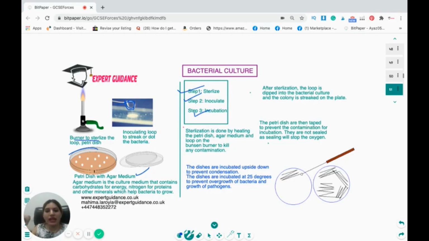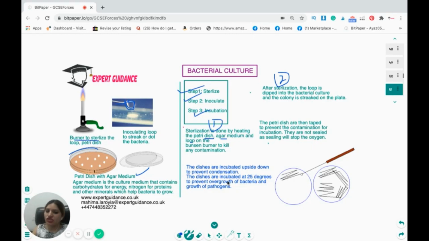bacteria to grow. Now, first we sterilize the petri dish, agar medium, and the loop on the Bunsen burner to kill any contamination. That is the first step, which is sterilize. After sterilization, the loop is dipped into the bacterial culture and the colony is streaked on the plate. So you can see we are doing some streaking on the plate. The petri dishes are then taped to prevent contamination for incubation. They are not sealed, as sealing will stop the oxygen.